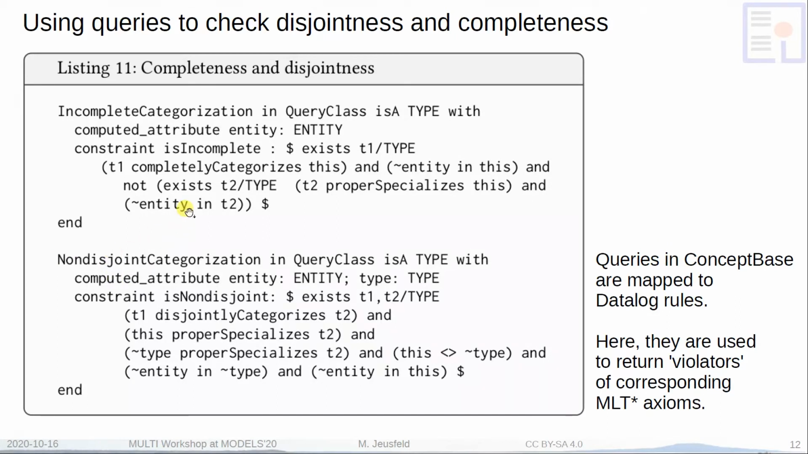Disjoint categorization is covered by this query to find entities that are in two different types. The type that is returned here in the answer, and the type that is returned here in this answer variable, small caps type. So the queries return violators.